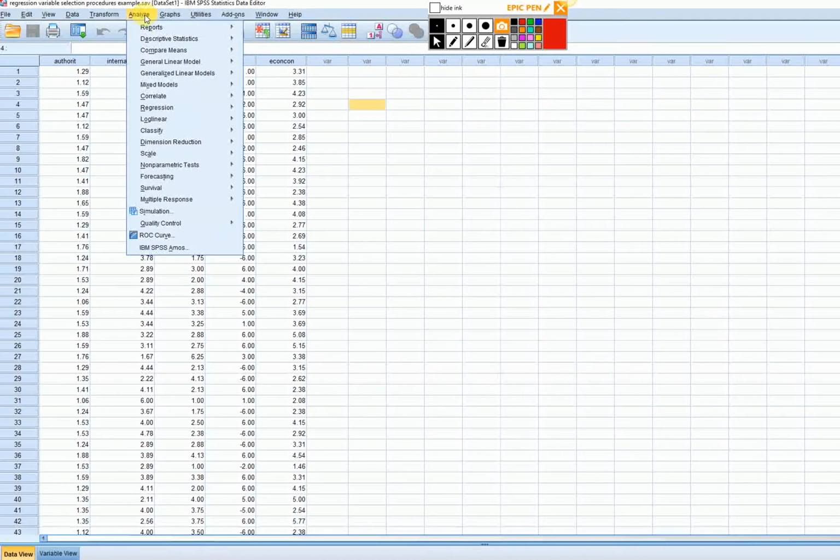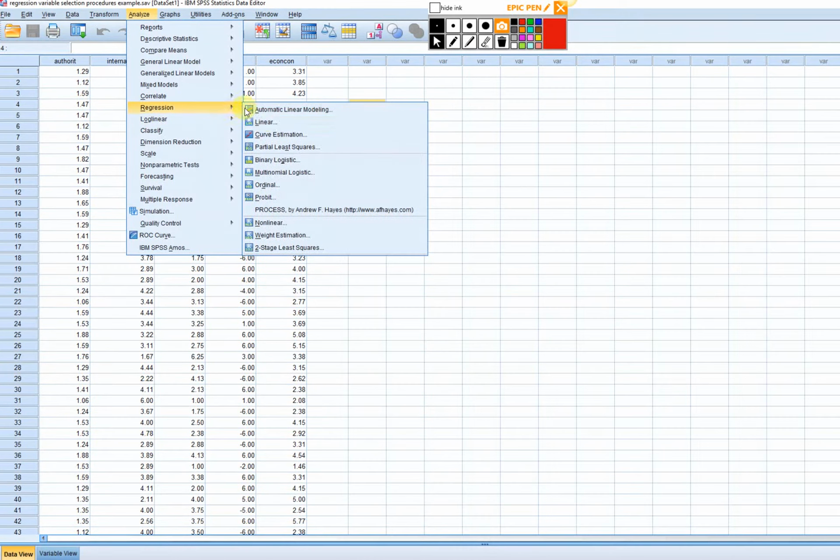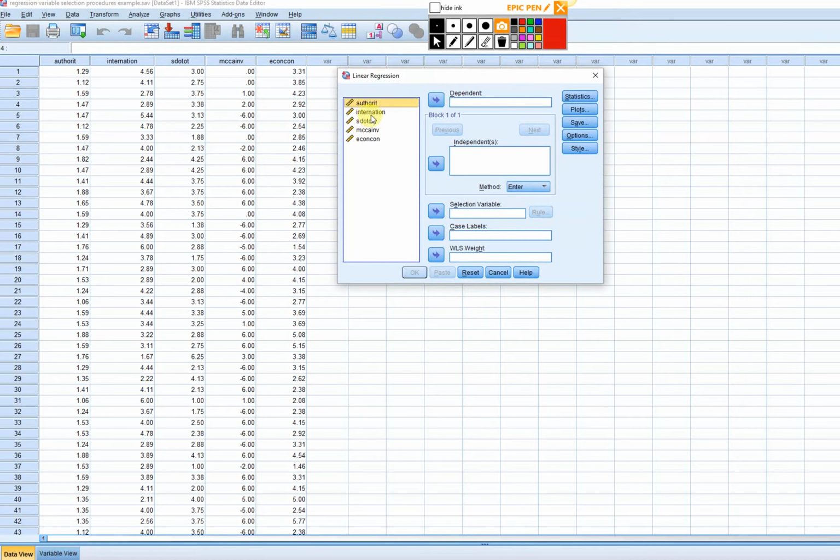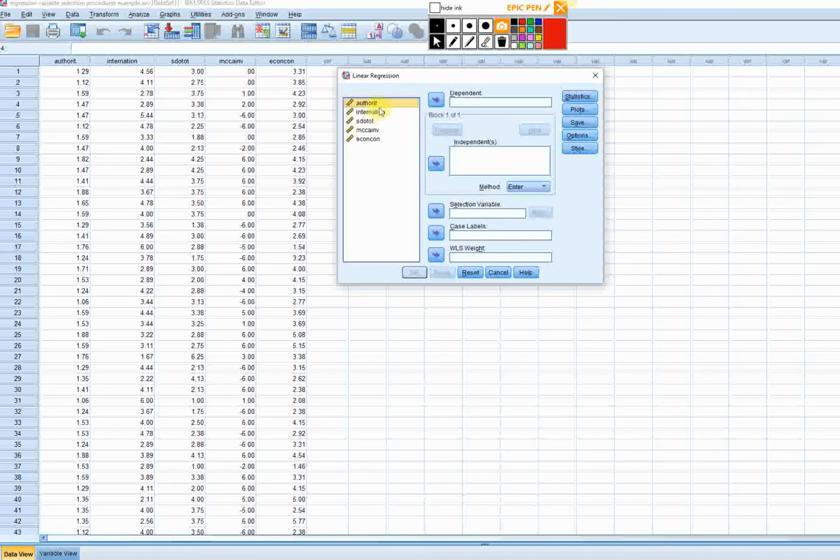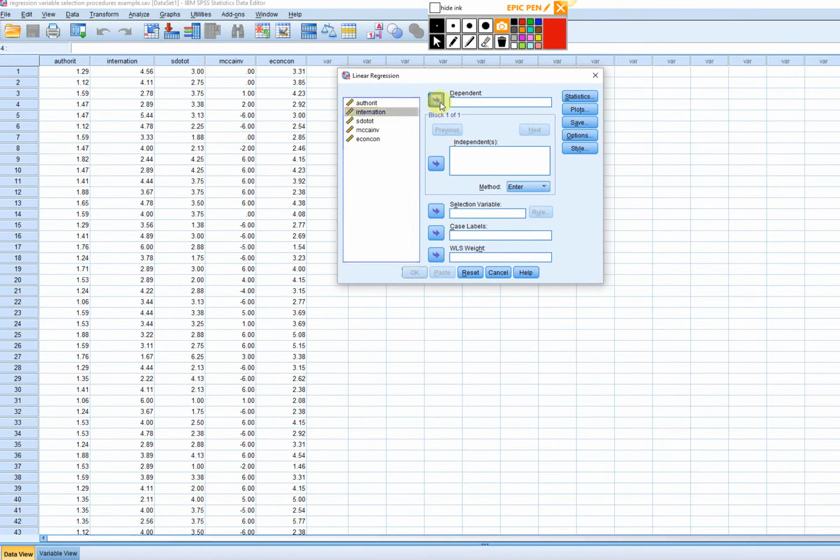We'll go to Analyze, Regression, Linear, and in this data set I've got a set of variables included. I'm going to try to predict international attitudes, or attitudes towards internationalism, and I have a set of predictor variables. I'm going to include authoritarianism, social dominance, and whether a person holds more economically conservative versus liberal views. I'm going to include that as a predictor as well.